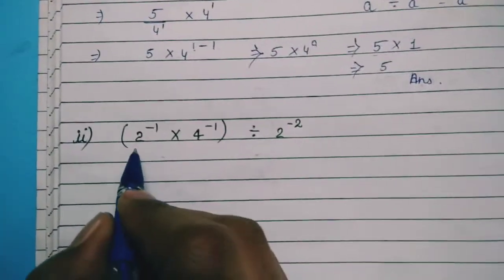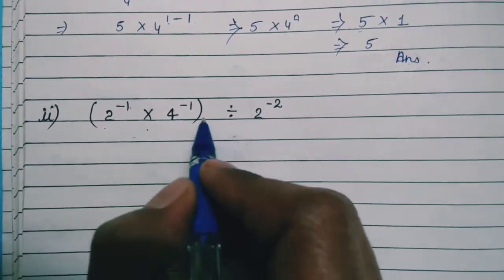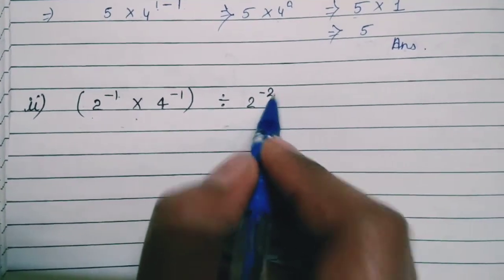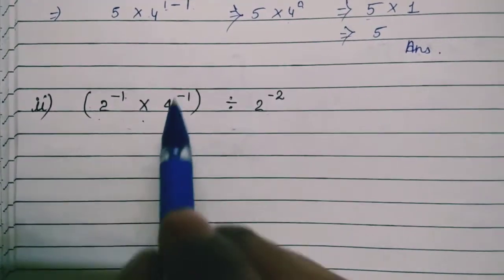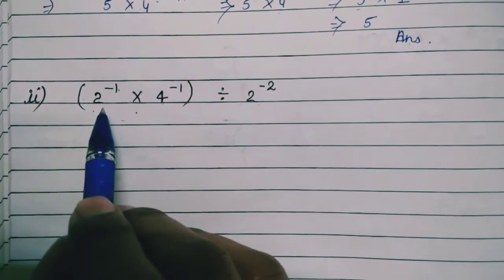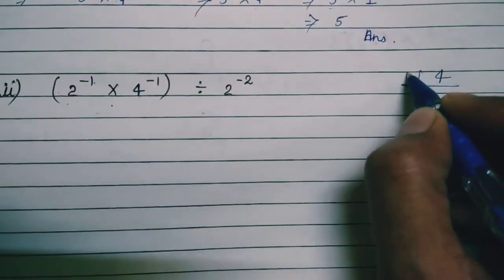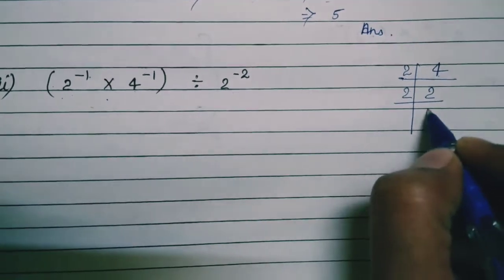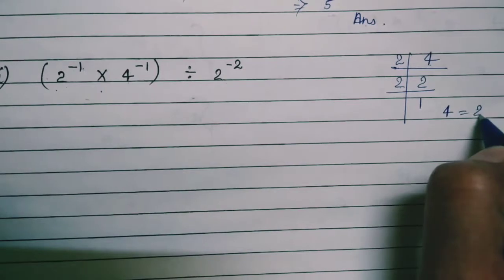Second one is 2 raised to the power minus 1 multiplied by 4 raised to the power minus 1, then it will be divided by 2 raised to the power minus 2. You can see the first and the last one have the same base, but this is the 4. So can we change this 4 into 2? Yes, we can change this 4 into 2 using the LCM. 4 is 2 can be divided 2 times, and 2 can be divided by 2 1 time. So 2 is coming 2 times, so 2 square.